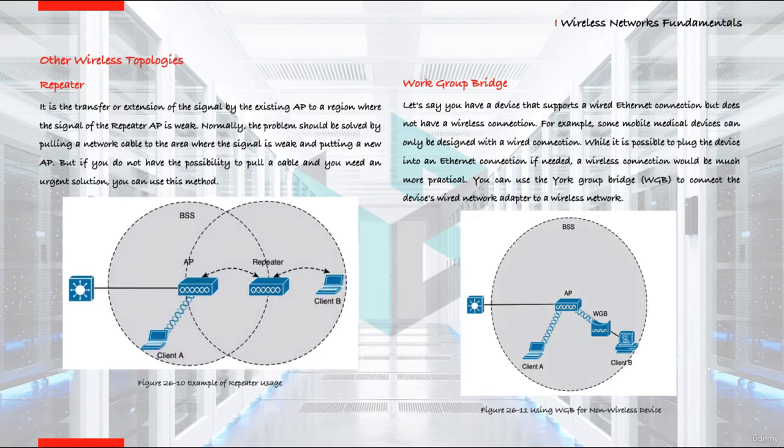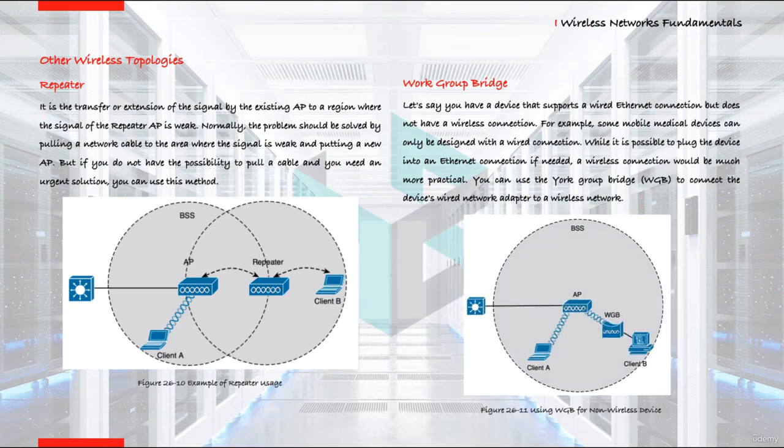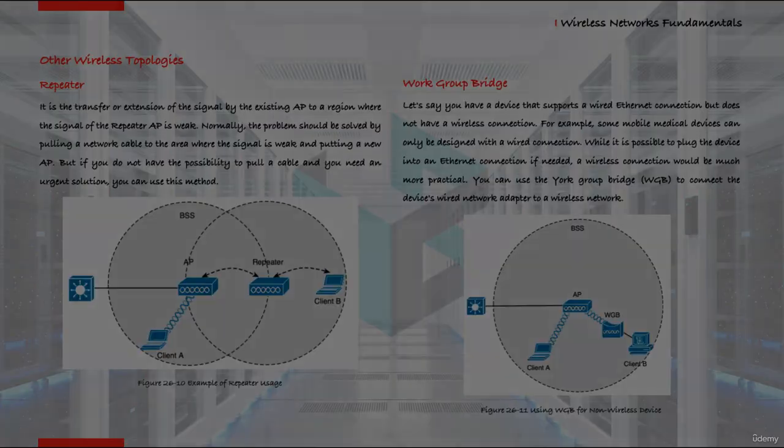Let's look at workgroup bridge. Let's say our access point is the coverage area. This user in this coverage area can access the wireless network, but let's say we have a tomography device or a desktop computer that doesn't have a wireless connection. We use a method called workgroup bridge to connect these devices to the wireless network, and in this method, we use a device to connect the wired device to the wireless network.